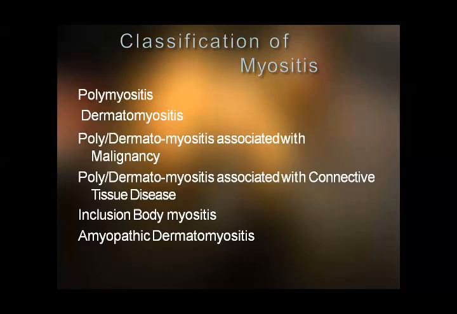We see the other varieties, including inclusion body myositis, which is very rare, and amyopathic dermatomyositis, which is muscle atrophy leading to skin involvement. So we will discuss today polymyositis and dermatomyositis. Polymyositis is a chronic inflammation of the muscles involving your limb girdle, especially the shoulder muscles and your hip muscles. And dermatomyositis is a skin manifestation associated with polymyositis.